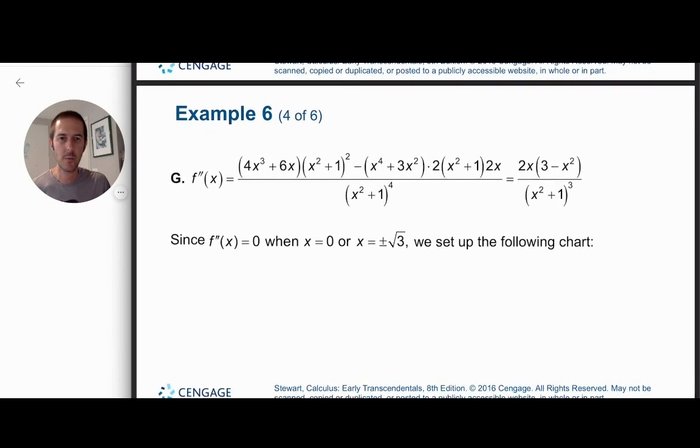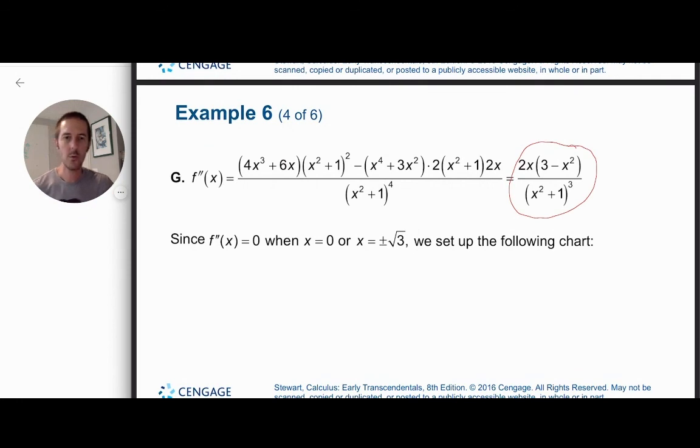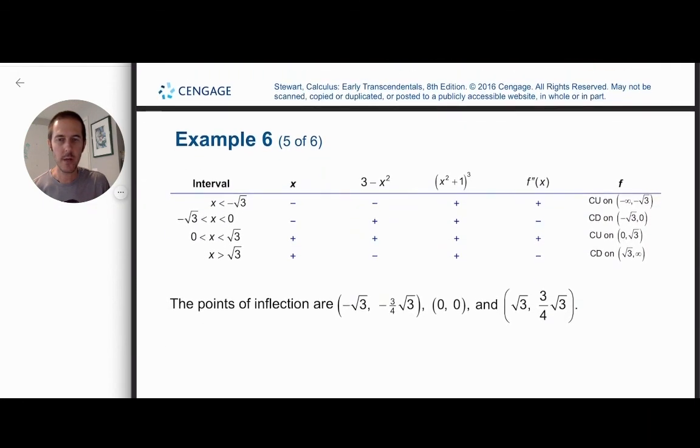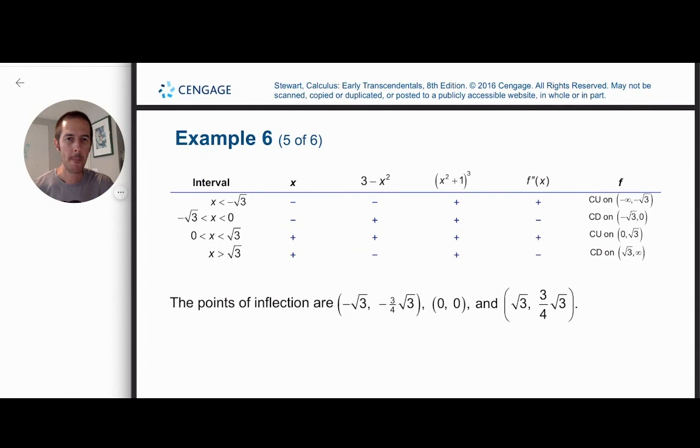Let's check out f double prime, our second derivative. Quotient rule was performed, and then simplification done, giving us this rational expression. F double prime of our function is equal to 0 when x equals 0, positive, or negative root 3. We determine that by taking the numerator, really, and setting it equal to 0. So that's how we came up with those three x values. And this author likes to set up a chart in order to determine concavity.